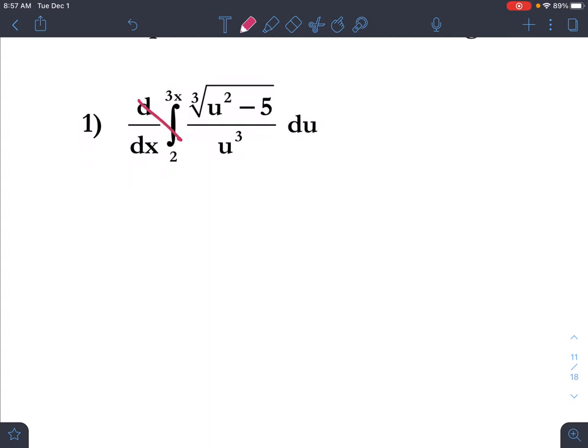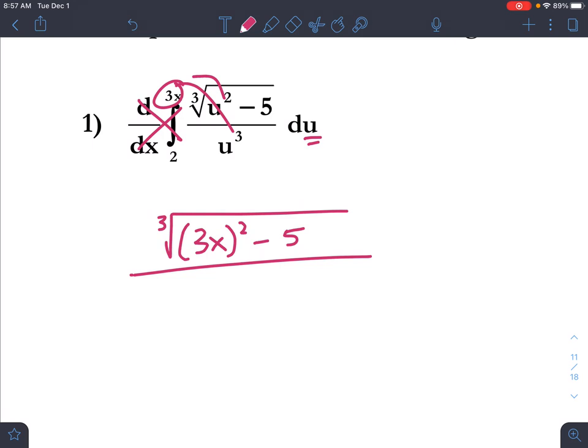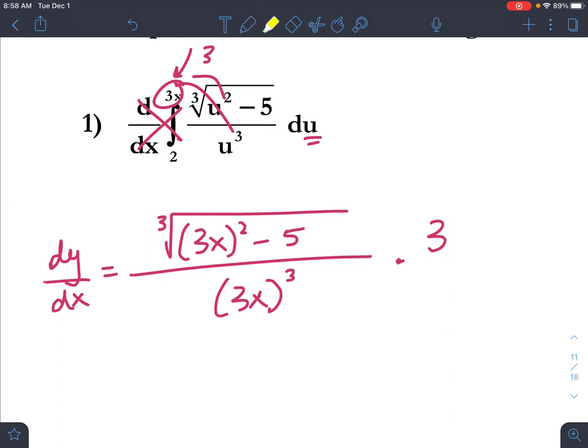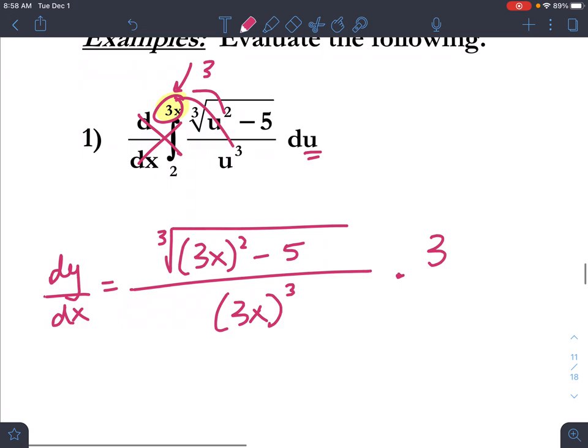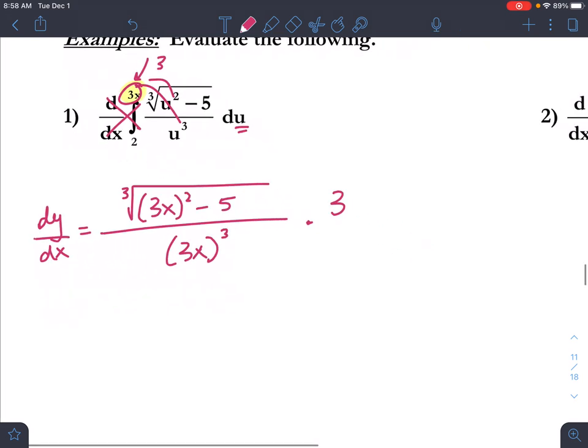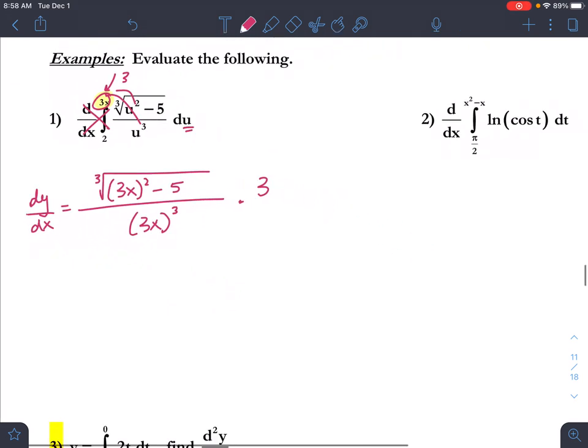You'll see the derivative of an antiderivative. They cancel. You take 3x and you plug it in for u. So cube root of 3x squared minus 5 over 3x cubed. Okay, again, I'm plugging in 3x, and I have to multiply by, what's the derivative here? Times 3. Again, I'm not doing chain rule of anything else except for the top limit of integration, excuse me. Okay, you can rewrite that if you want. I'm just going to leave it for now, unsimplified.